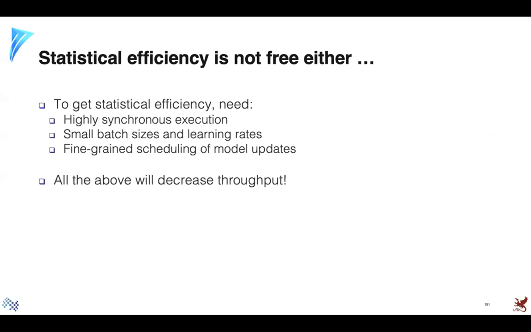As we discussed earlier, we can increase statistical efficiency by using a smaller batch size, but that will increase the proportion of time spent on synchronizing gradients, which also decreases throughput. We can also increase statistical efficiency by being very careful and scheduling our model updates in a fine-grained manner. And all of these different techniques will result in decreasing system throughput.